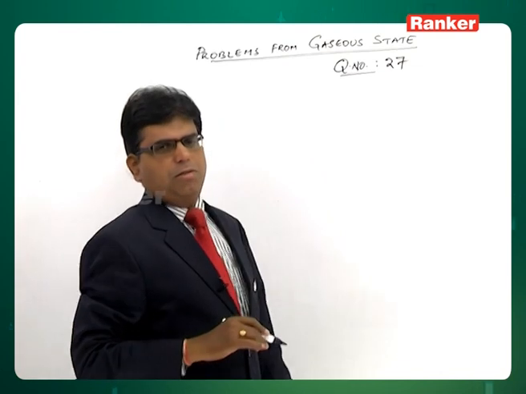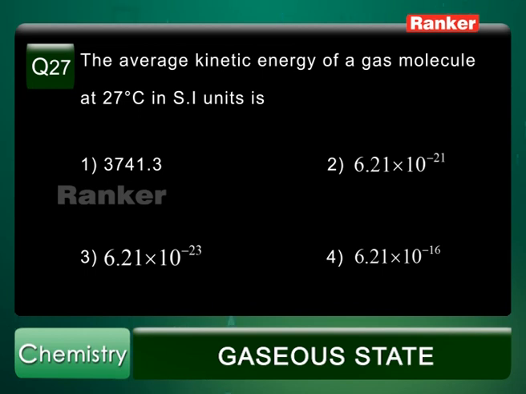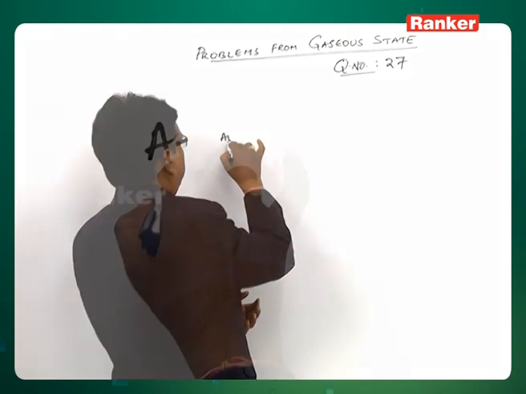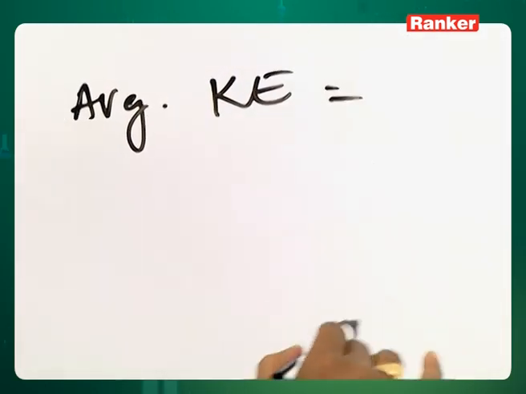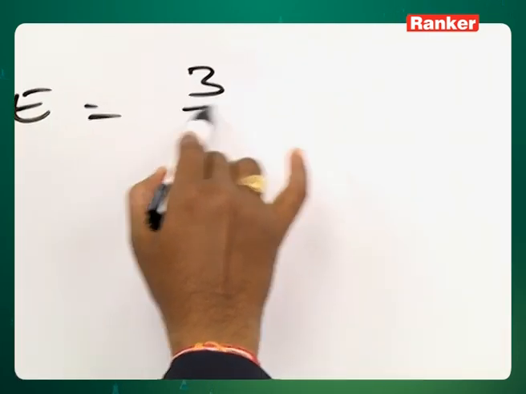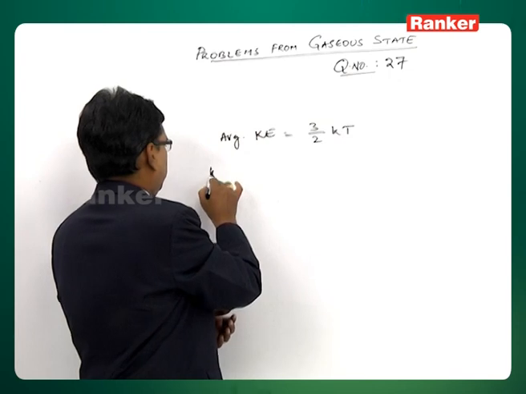Now, let us see question number 27. The average kinetic energy of a gas molecule at 27 degrees Celsius in SI units is again a straight question. Average kinetic energy is something we have seen in some of the previous questions. Average kinetic energy for any gas molecule is given as 3 by 2 kT, where k is the Boltzmann constant.